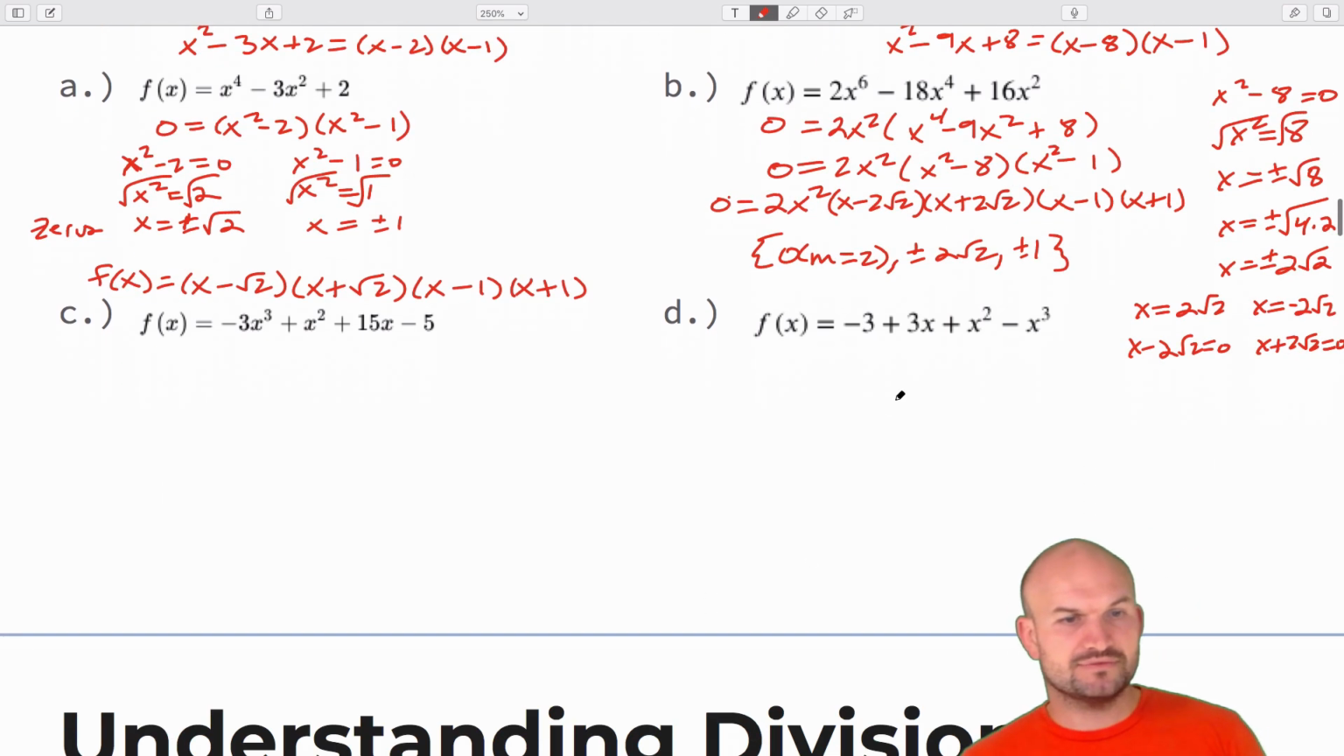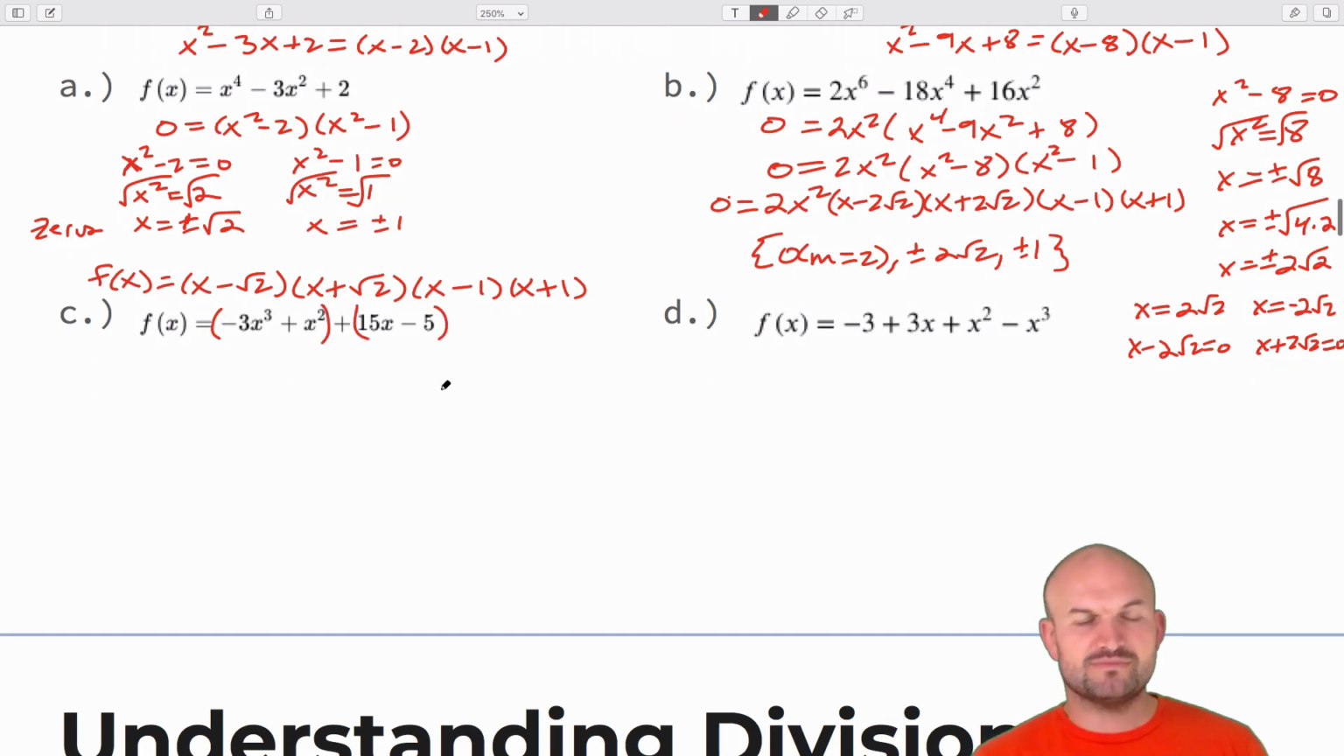The next example here is going to be by grouping. So therefore, I'm going to group the first two terms and group the second two terms. And again, notice that it's 4 terms. So that's why I'm going to use the grouping technique. I'm going to factor out the term that they have in common here, which looks like an x squared.